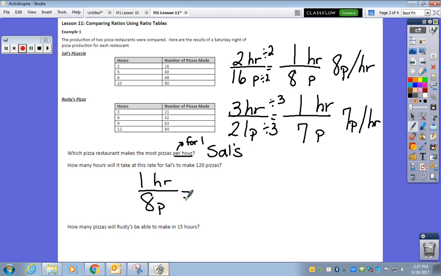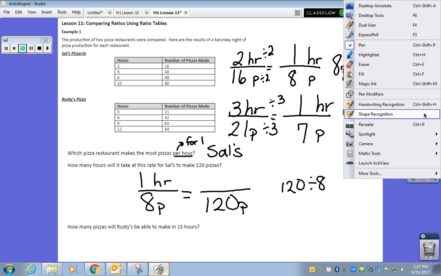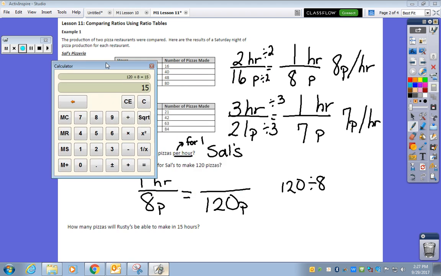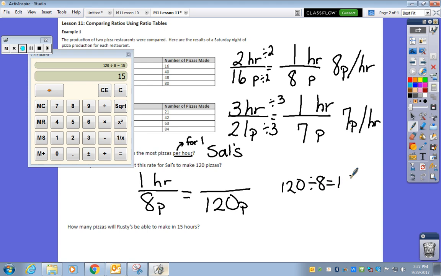We're trying to figure out how much it is for 120 pizzas. So again, to figure out what we're multiplying by, if you're not sure, which I'm not 100% sure looking at this, I would do 120 divided by 8. And I'm going to do my math tools calculator over here. 120 divided by 8 is 15. So what that means is 8 times 15 is 120. So 1 times 15, it takes 15 hours for those 120 pizzas.